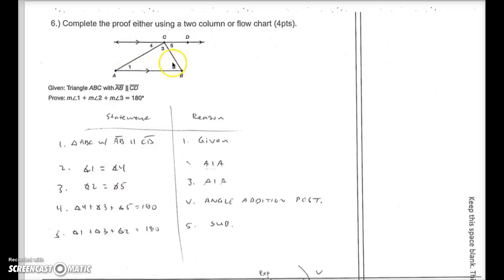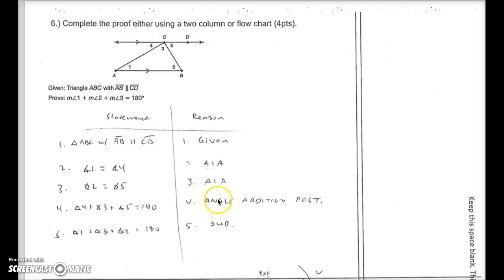Same thing with 2 and 5. There it is, parallel line to the transversal, parallel line to the same transversal. 2 and 5 are alternate interior angles. You could have also received the 3rd point out of 4 if you wrote a statement such as angle 4 plus angle 3 plus angle 5 equals 180 degrees, and that's because of the angle addition postulate, or a straight angle is 180 degrees.